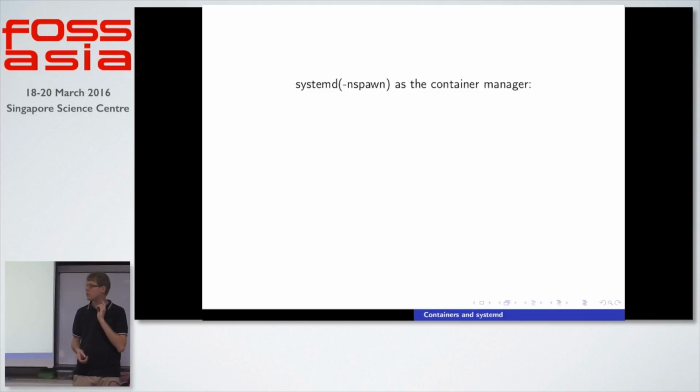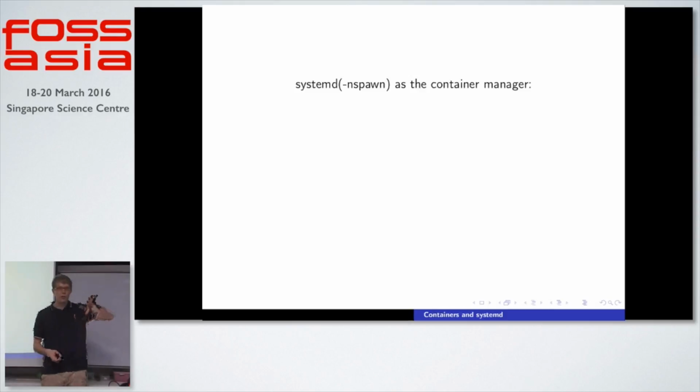So I want to talk about the third topic, which is systemd-nspawn as the container manager, right? The first two parts that we talked about were first running systemd on the host and describing the integration points that it provides for container managers that run on that host. The second thing was running systemd inside of the containers. And now the third one is running systemd as the container manager, right? It's a third part.